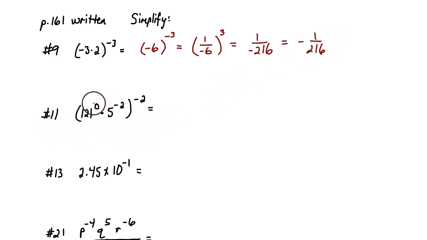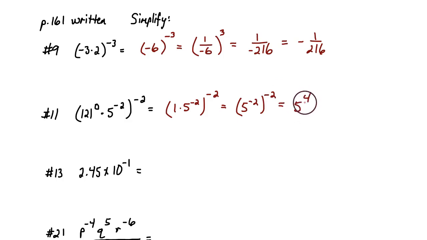Number 11, let's do some work in the parentheses first. What's the 121 to the 0 power make? Any number except 0 to the 0 power makes a 1. And now we have our times 5 to the negative 2, and that's being raised to the negative 2. Multiplying by 1 doesn't really do anything, so this is just 5 to the negative 2 raised to the negative 2. Let's use the rule about taking a power and multiplying by the other power. We get 5 to the 4th. You can leave it like this or evaluate what 5 to the 4th power is equal to.